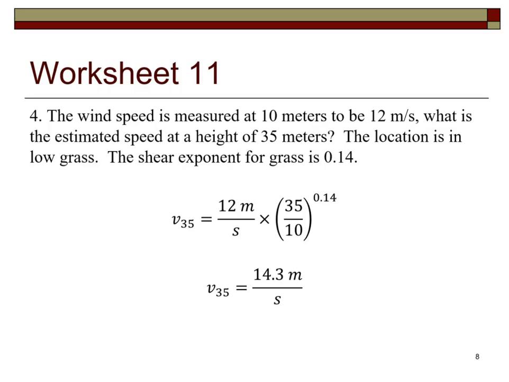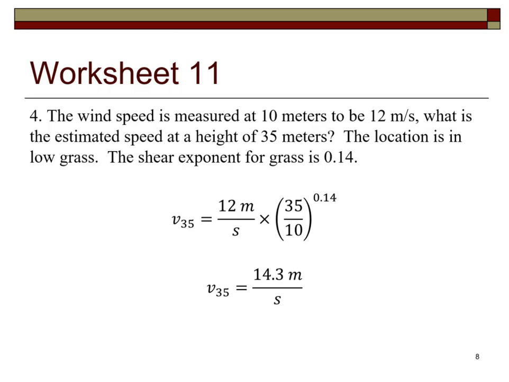The last calculation we are to perform is to estimate the speed of the wind at an elevation of 35 meters when we know the speed is 12 meters per second at an elevation of 10 meters. The location is on low grass. The shear exponent for grass is 0.14.